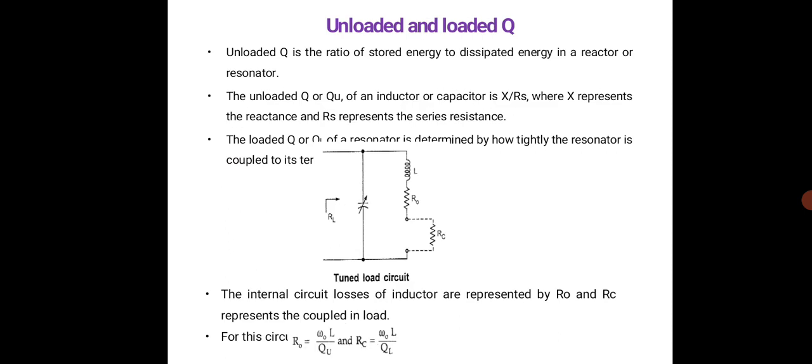Similarly, we have an unloaded and loaded Q. Unloaded Q is a ratio of stored energy to dissipated energy in a reactor or resonator. The unloaded Q of an inductor or capacitor is X by Rs, where X represents a reactance and Rs represents a series resistance. The loaded Q of a resonator determines how tightly the resonator is coupled to its terminal. For this circuit, we can write R0, which is omega naught L by QU, and similarly RC is omega naught L by QL.